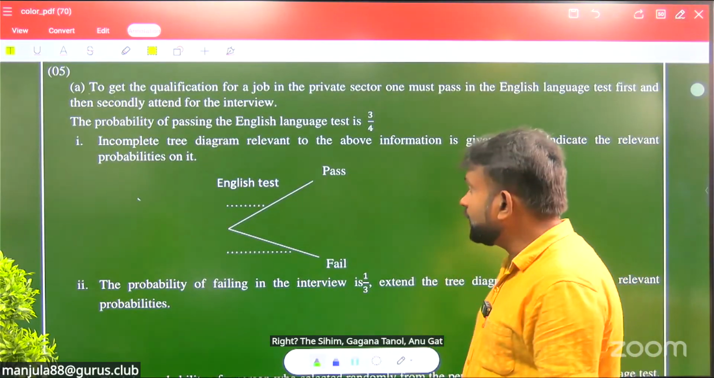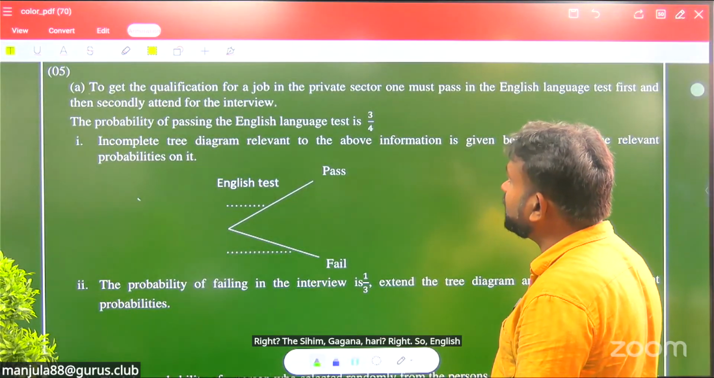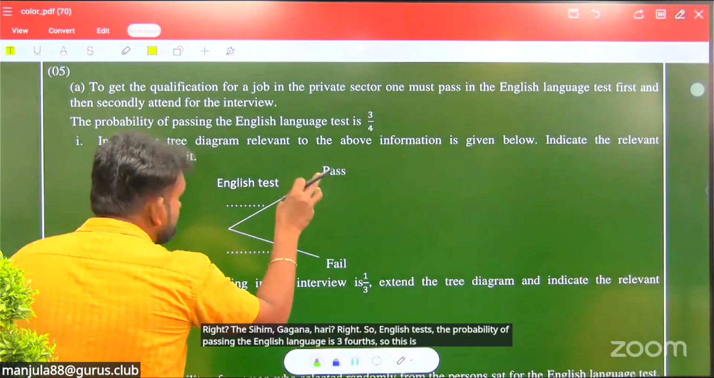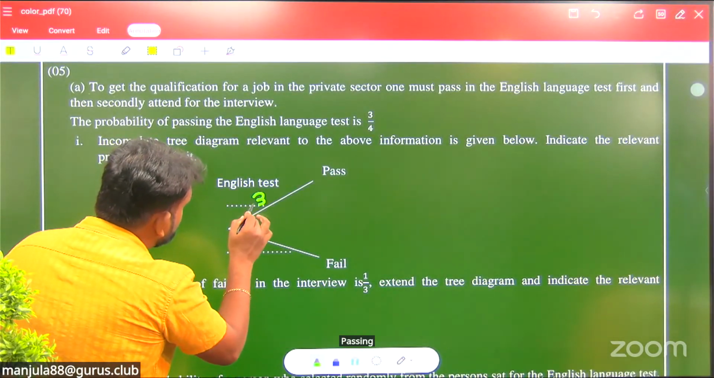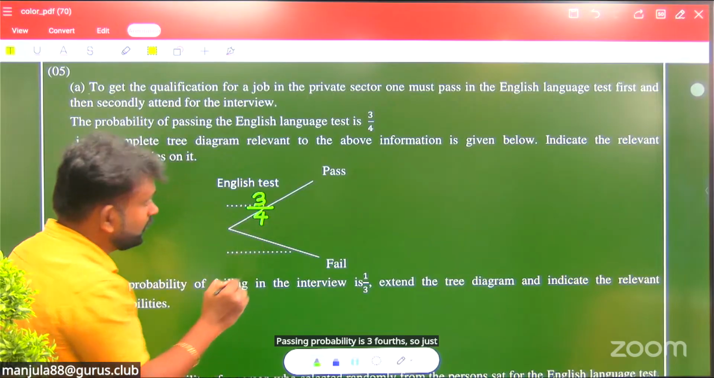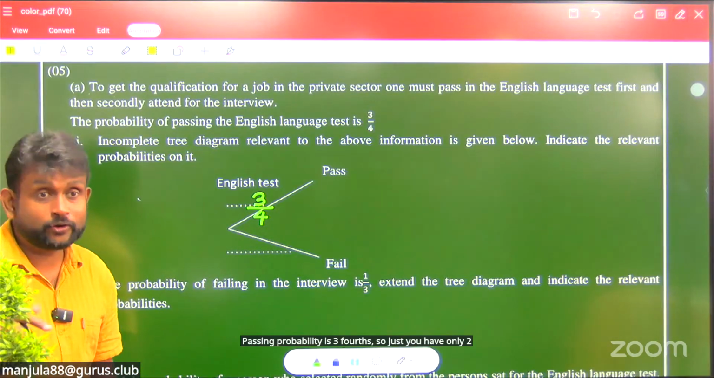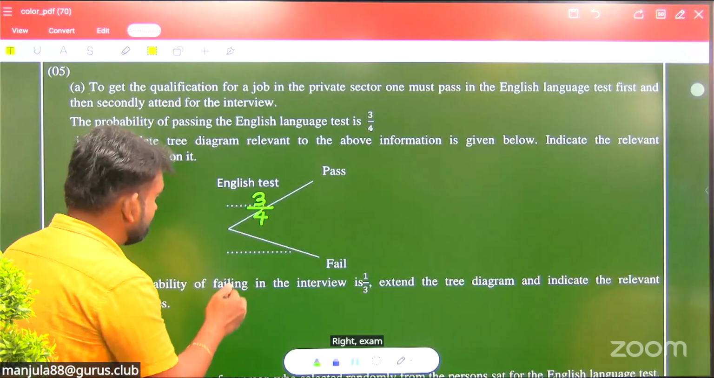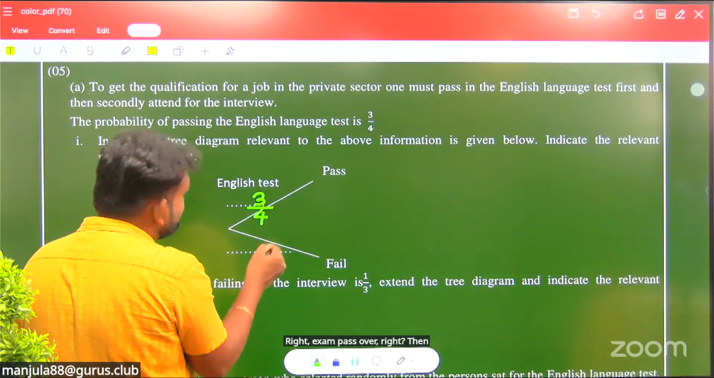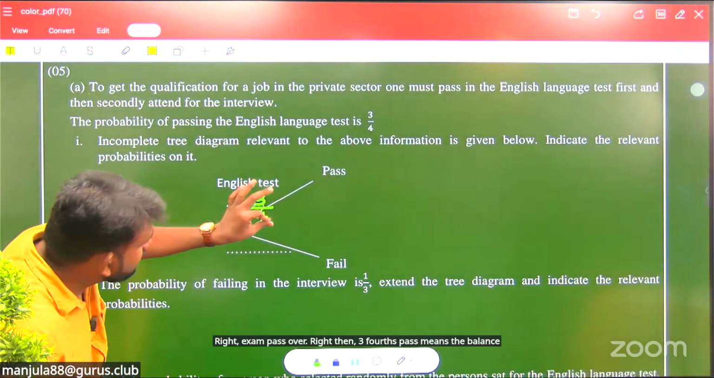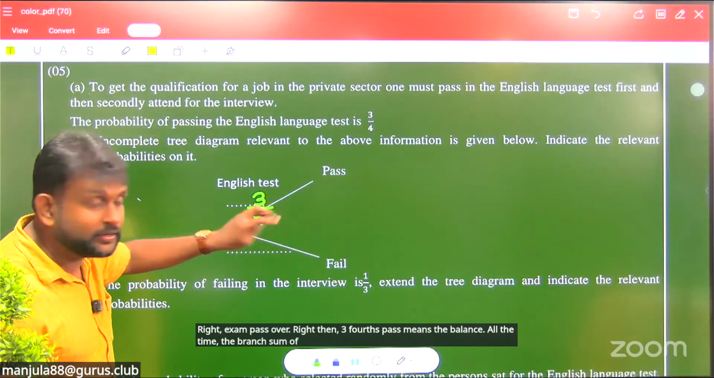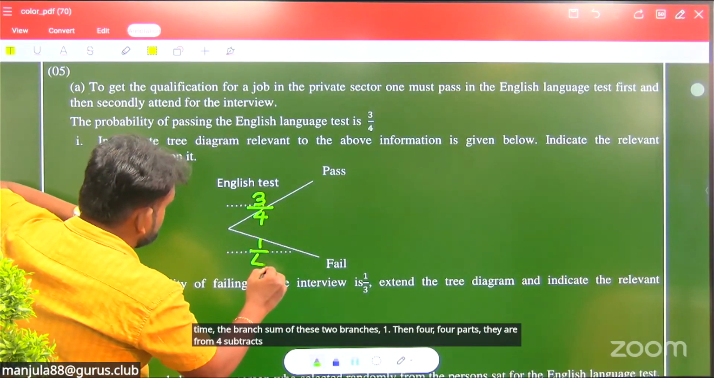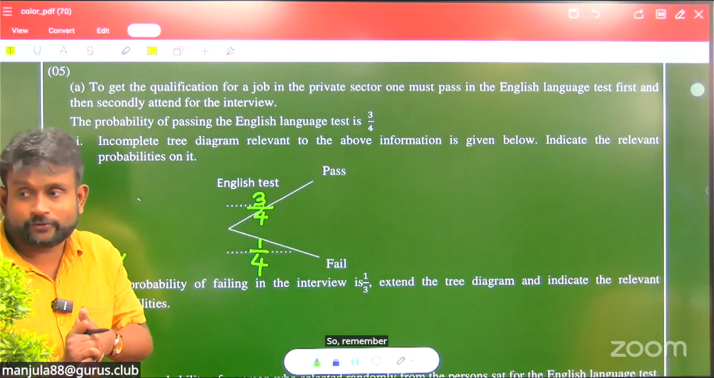So the English test: the probability of passing the English language test is 3/4. Passing probability is 3/4. You have only two results, passing or failing, not drawing. Exam pass or fail. Then if 3/4 is pass, the balance is fail. All the time, the sum of the two branches is 1. There are four parts; from 4 subtract 3, giving 1/4. So remember how to fill that one.